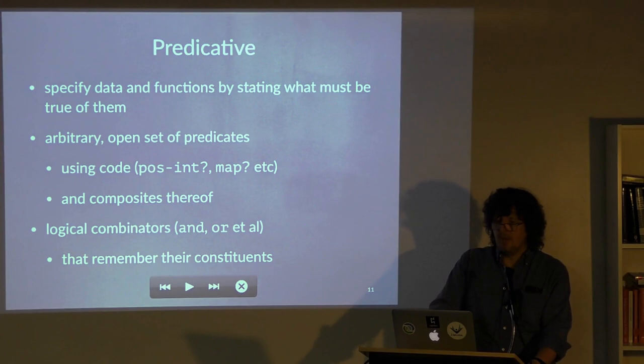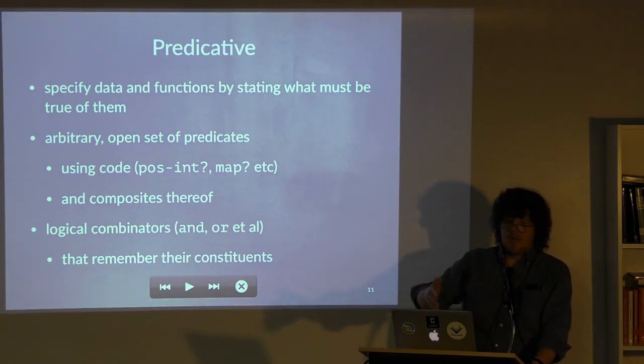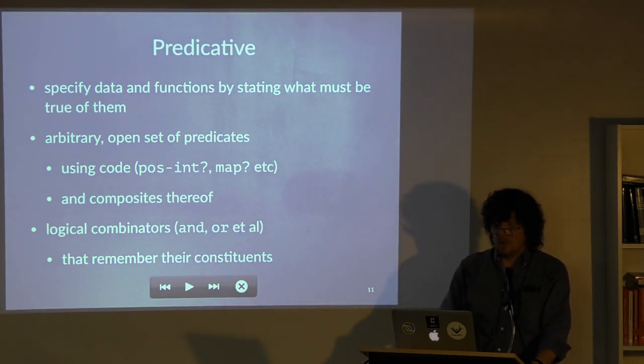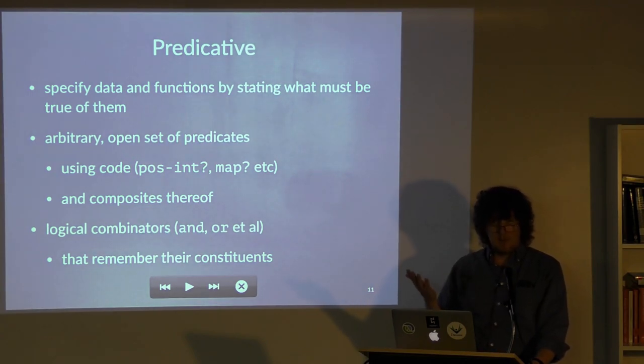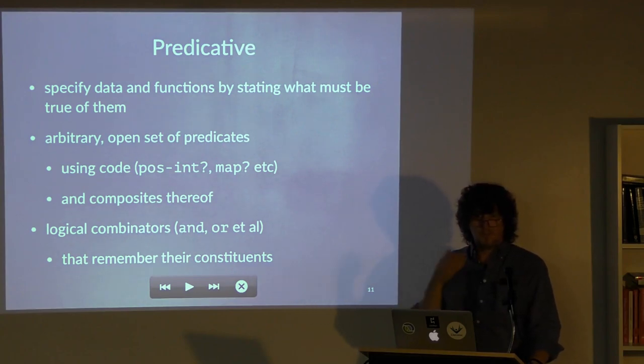So what does it mean for spec to be predicative? It means that we're going to specify what data and functions mean by stating what must be true of them. And we're going to do that with just regular predicates. Ordinary predicates in code, like map? or pos-int? now in Clojure and things like that, or composites of those things. So it's a positive int and it's greater than this number or something like that. There are some combinators built into spec like AND and OR. And this is something we already have in Clojure. We have AND and OR.